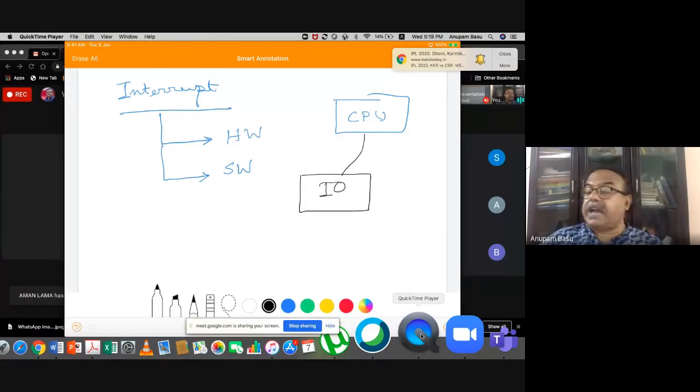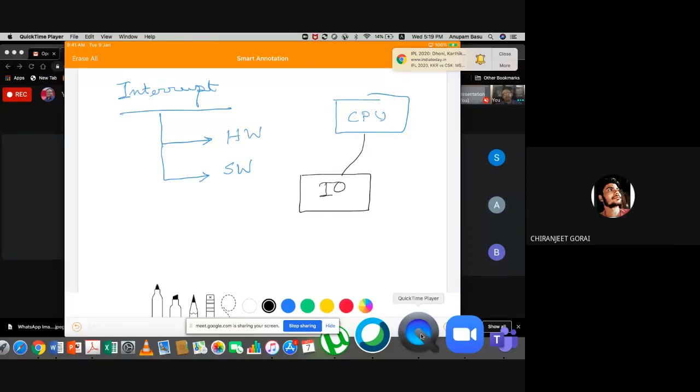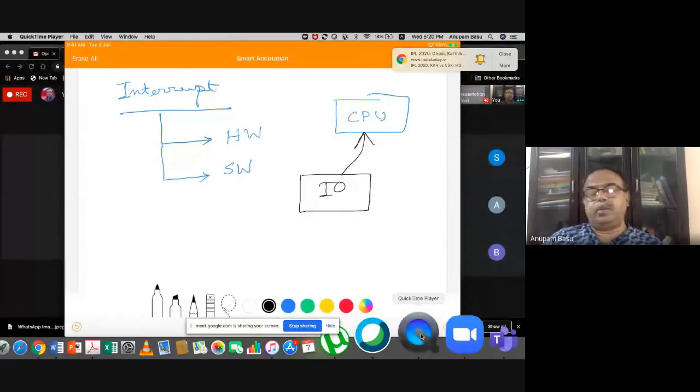Who is in this diagram? CPU and IO. Who is interrupting whom? Sir, IO is interrupting CPU. Yes, the IO interrupts the CPU, whenever it needs a service, or suppose it was doing something and its job is done. The CPU is interrupted by the IO or other devices. This is a fundamental thing.